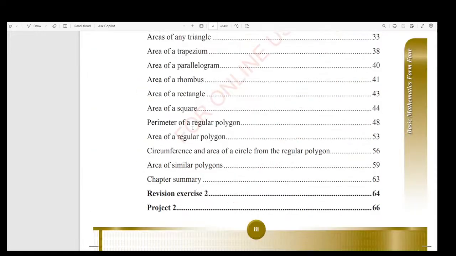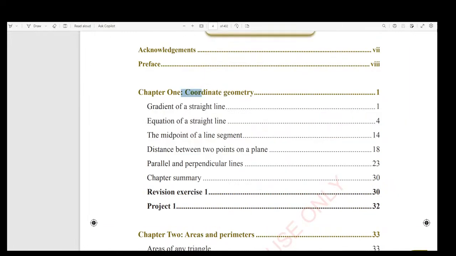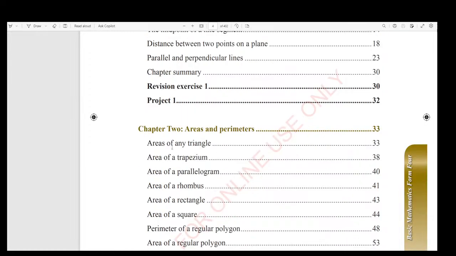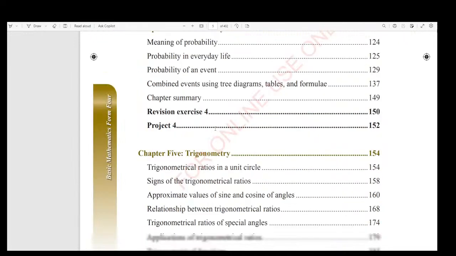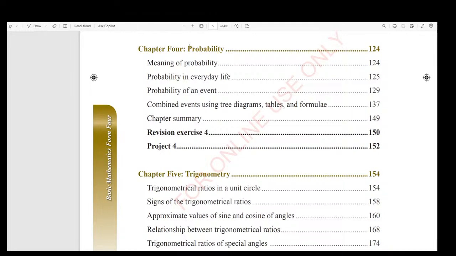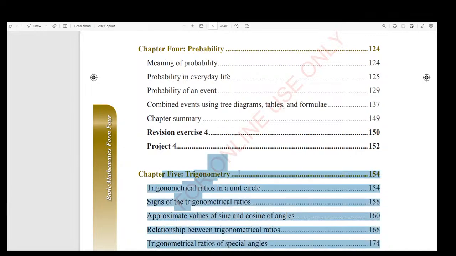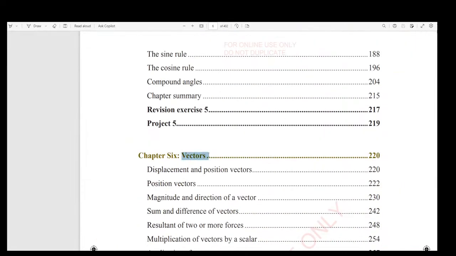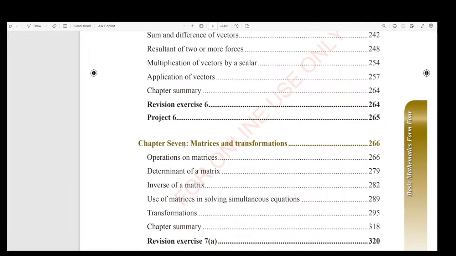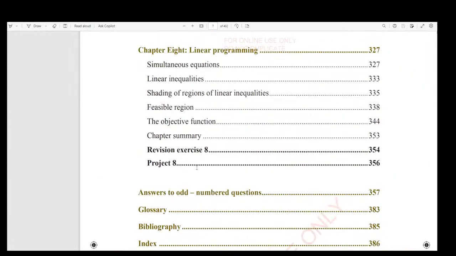So, chapter 1, the first topic is coordinate geometry. The second topic is areas and perimeters. The third topic is three-dimensional figures. The fourth topic is probability. And the fifth topic is trigonometry. The sixth topic is going to be vectors. We have chapter number 7, matrices and transformations. And the last one is linear programming.